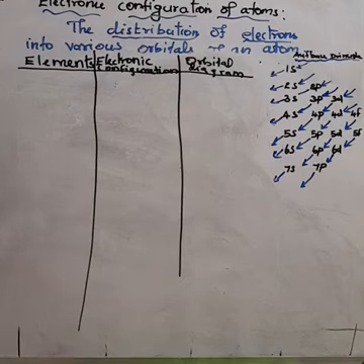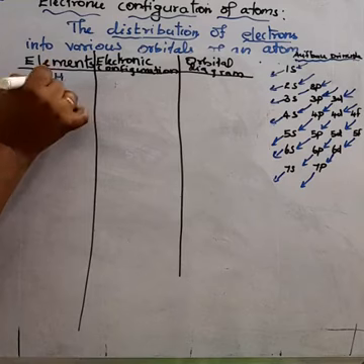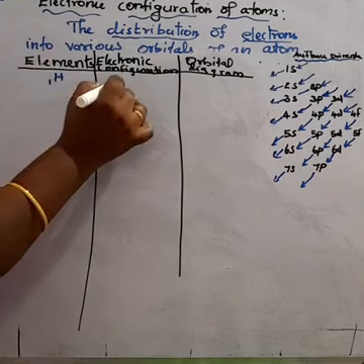What is the atomic number of hydrogen? You all know, the atomic number of hydrogen is 1. What is the electronic configuration?